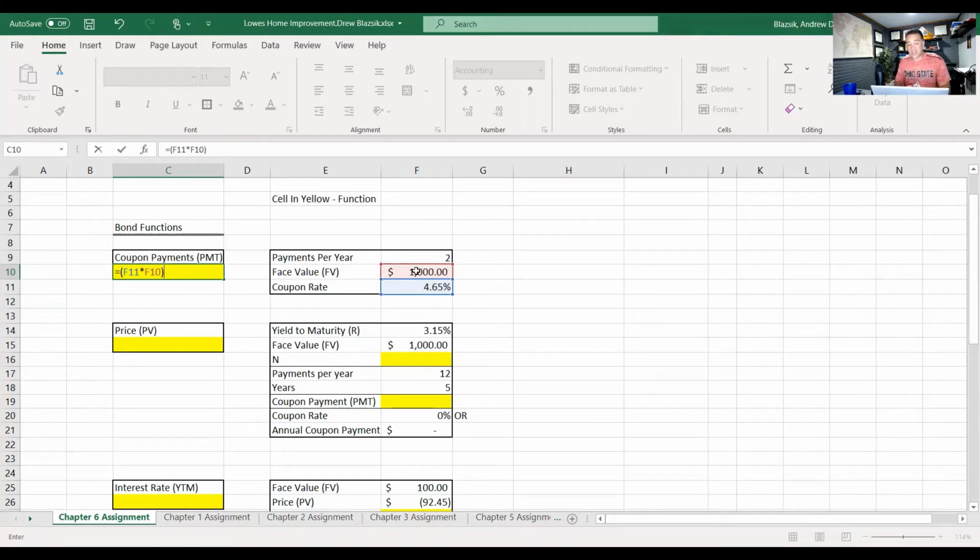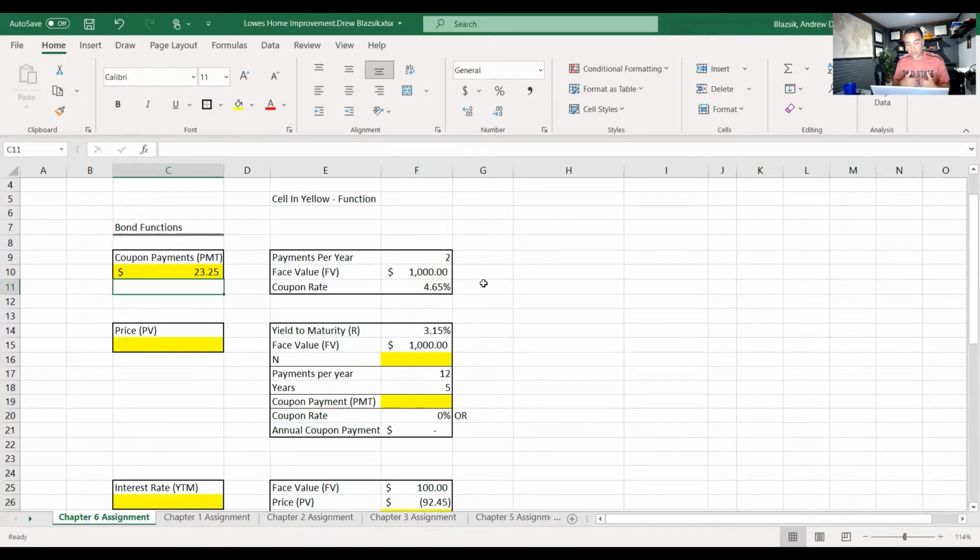So we're not finished. We have to know how many payments per year there are. So all I'm going to do is hit the divide symbol, and then I'm going to select payments per year. And then I'm going to hit enter. So there you go. It's $23.25 payments twice a year. It happens twice a year.